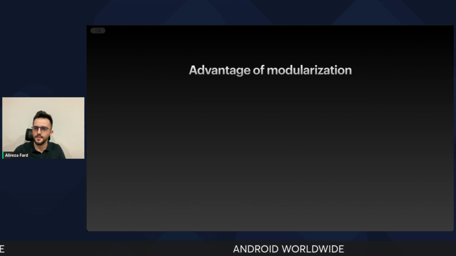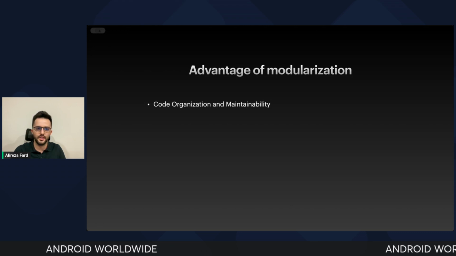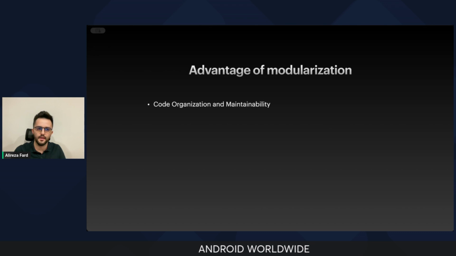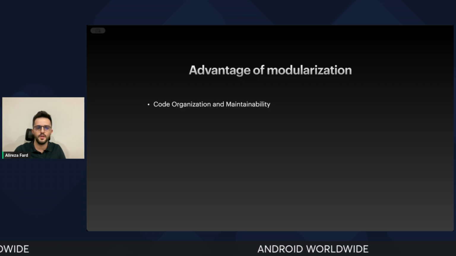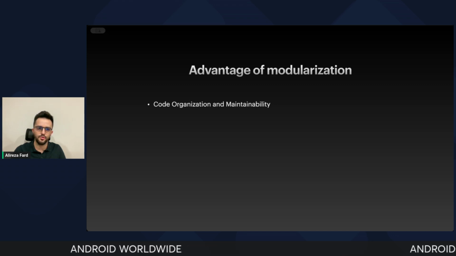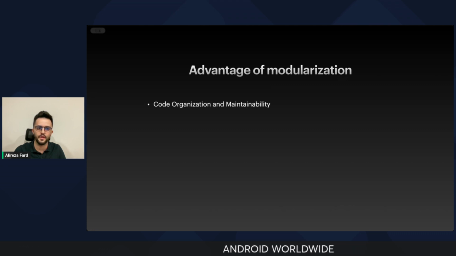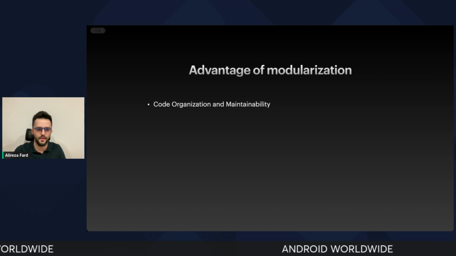So what's the advantage of modularization? The first advantage is code organization and maintainability. Organizing code into logical units makes it easier to navigate and understand each code base and each module. And with that package, you just focus on a specific functionality and make it easier to update the code and find the dependencies of your code without affecting other parts of the application.